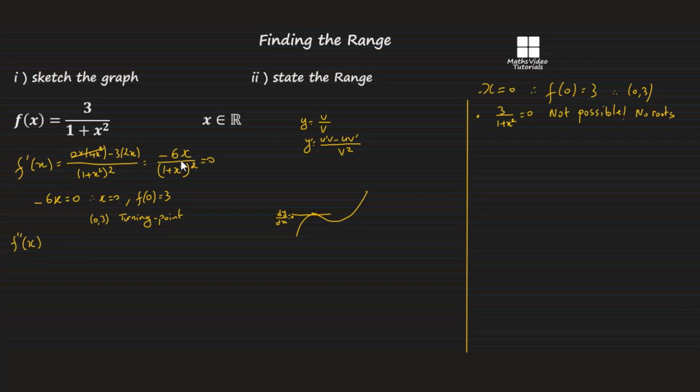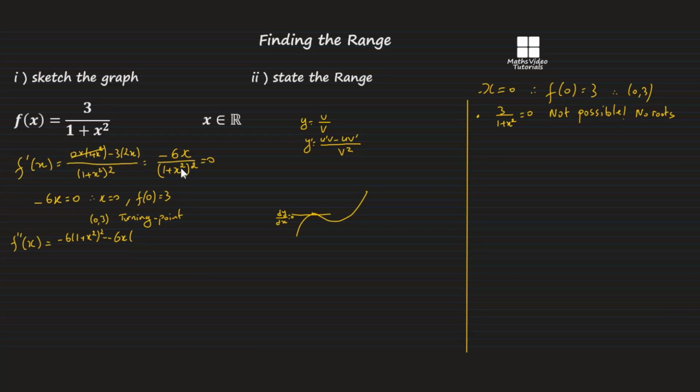Basically, we need to take this expression and differentiate it one more time. So we're going to do it quickly. Minus 6x, we need to differentiate it following the formula here. So that is minus 6 times the denominator, which is (1 plus x squared) all squared, minus the numerator. The numerator is minus 6x, and we multiply it by the derivative of the denominator.